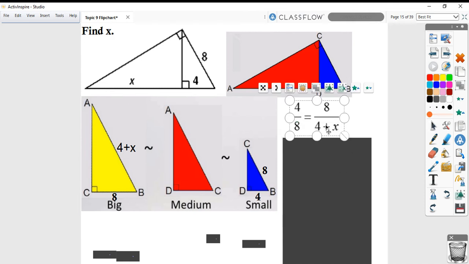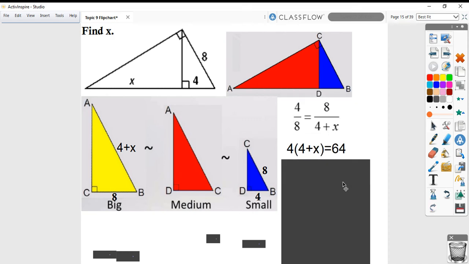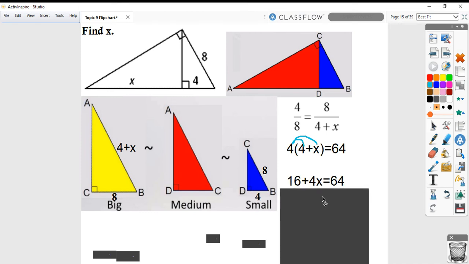When we do 4 times 4 plus x, make sure you are multiplying that 4 times everything on the other side. That's a very important part of it that a lot of people tend to miss, is that we got to distribute that 4 to both of the things from the bottom of this fraction. So we got 64 on one side. We got 4 times 4 plus x. We distribute that, and this becomes a very simple equation to solve.